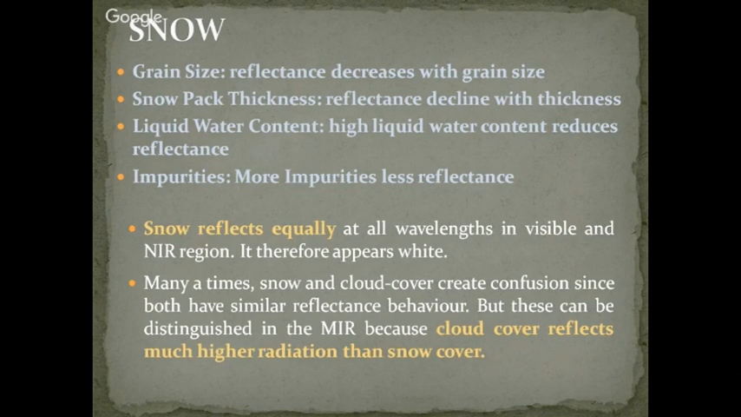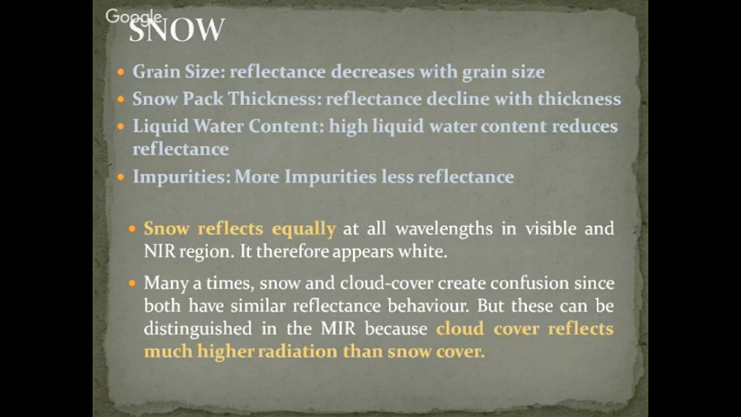Now in case of snow, the factors that influence the spectral behavior are the grain size, the snowpack thickness, meaning how thick the snow-covered area is, the liquid water content, and the impurities. Now, as the grain size of snow increases, its reflectance decreases. The thicker the snow surface, again, the less energy it will reflect.